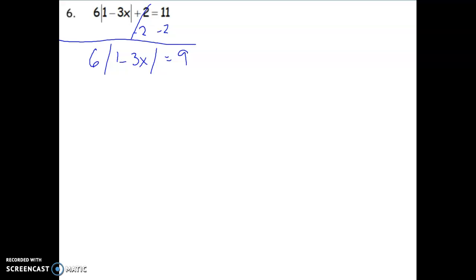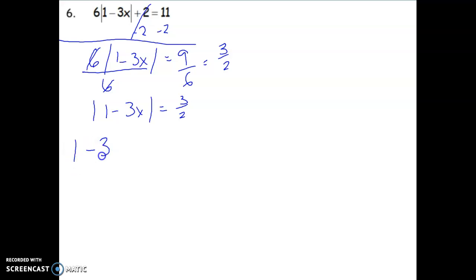Okay, and now I'm going to divide both sides by 6, working to get the absolute value by itself. Well, 6 does not go into 9 evenly, but it does simplify. 3 will go into both of those. So I'm going to use 3/2. So now I have the absolute value of 1 minus 3x equals 3/2.